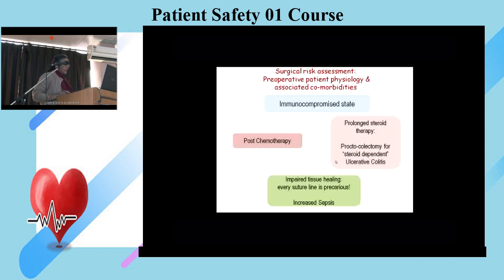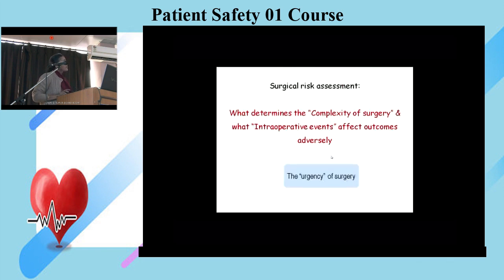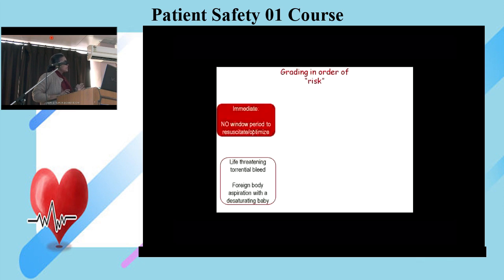One is the urgency of surgery, which in order of risk have been graded as immediate. So what does the term immediate imply? That there is absolutely no window period to resuscitate and optimize. Example being a patient with life-threatening torrential bleed, blood pouring out from the nasogastric tube or from the rectum, or a baby who has aspirated a foreign body and is desaturating. And this is one scenario where very often you will have to counsel the family that we may actually lose the patient on the table.